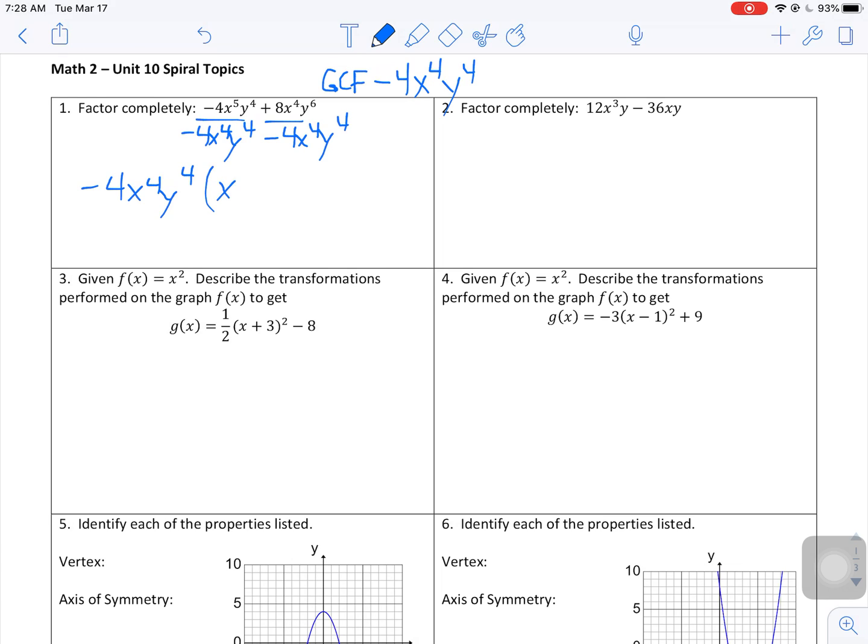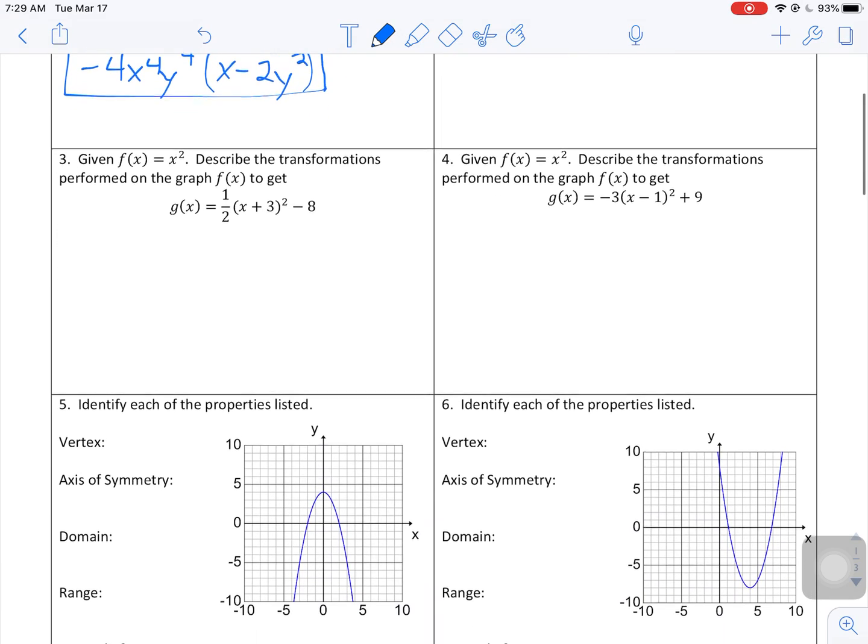In the back, 8 divided by negative 4 is negative 2. X to the 4th divided by itself cancels out to 1. And then y to the 6th divided by y to the 4th. You're dividing like bases, so subtract the exponents. 6 minus 4 is 2. Now remember, if you multiply this back out, you should get what you started with, because factoring and multiplication are inverse operations of each other. They undo each other.